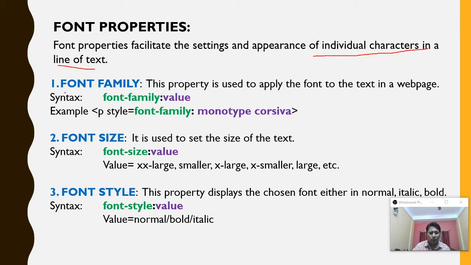Okay, so the first property of the font is font family. Now if you want to change the handwriting style, or what we call the face, or if you want to apply the font to the text in the web page, then we have to use the font family property, followed by the value. Now the value can be monotype cursiva, means different handwriting styles that you need to mention. Okay, it may be Comic Sans MS, it may be Calibri.